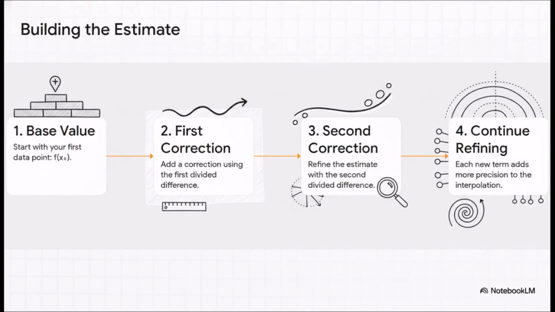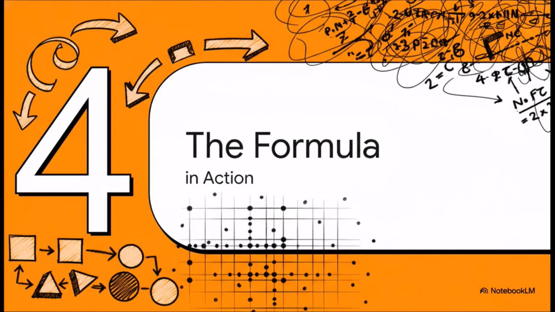Let's break it down. Think of it like a recipe. First, you start with a base value, your best initial guess. Simple enough. Then, you add a little correction to it, using that first divided difference. That gets you closer. Then, you add another, slightly more sophisticated correction, using the second divided difference. That gets you even closer. You just keep layering on these corrections, and with each new term you add, your estimate gets more and more accurate. It's just a refinement process. Okay, that's enough theory. Let's see this thing work. We're going to walk through a real example.